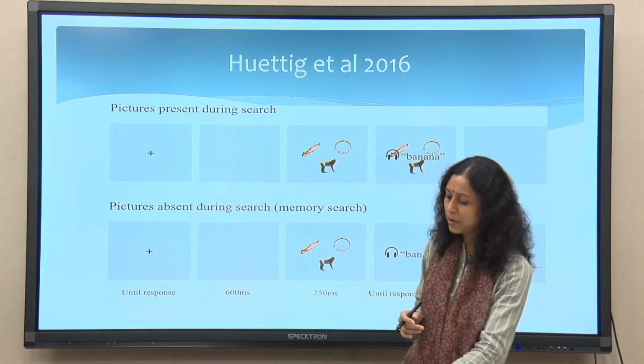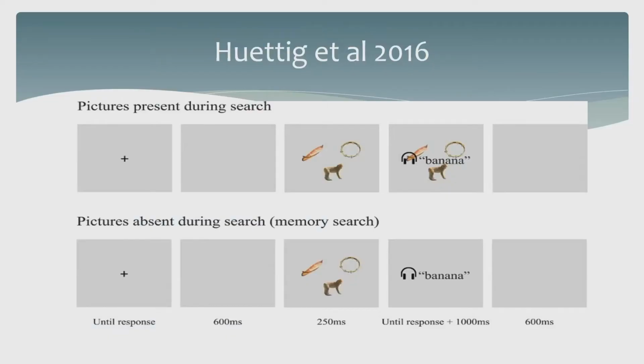This is one very important, very interesting study by Huettig et al. 2016. There were two conditions in this experiment. Again there is a fixation cross, a blank screen, and then three objects: a monkey, a tambourine, and a canoe. In one case, when the display is there, they also hear the word banana. They look at the display while they listen to banana, and the closest cohort is the monkey, because monkeys are semantically associated with banana. So, they look at the monkey.